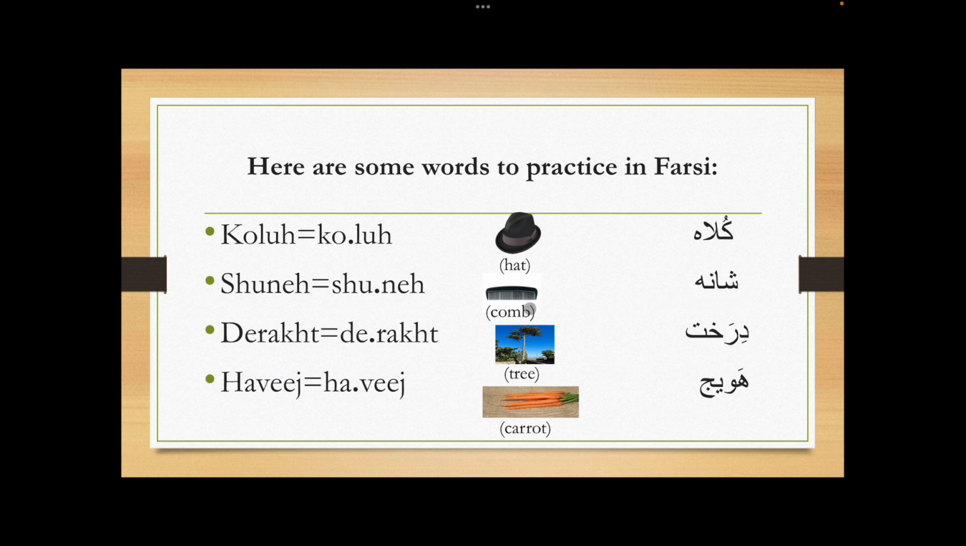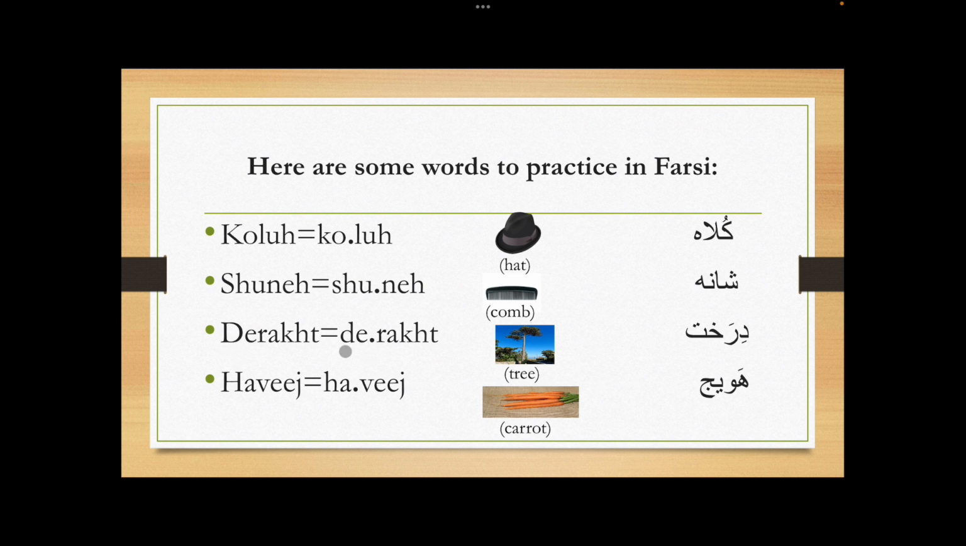which means comb. And again, we've written the Farsi here for you, so that way you can look at how it's written in Farsi in case you're eager to try to learn Farsi as well with these lessons. So let's look at the next one. This one's the same thing. Look at how we've separated it.